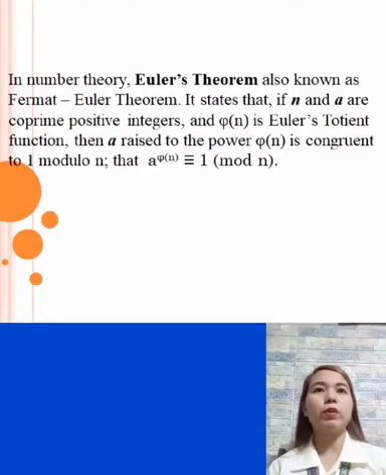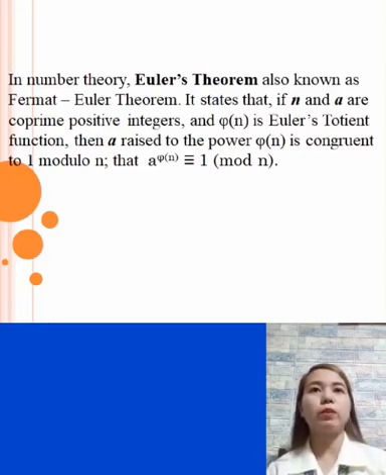Next we proceed to Euler's theorem in number theory. Euler's theorem, also known as the Fermat-Euler theorem or Euler's totient theorem, states that if n and a are co-prime positive integers and phi of n is Euler's totient function, then a raised to the power of phi of n is congruent to 1 modulo n. That is our formula for Euler's theorem in number theory. I'll give you examples for more understanding of how to use it.